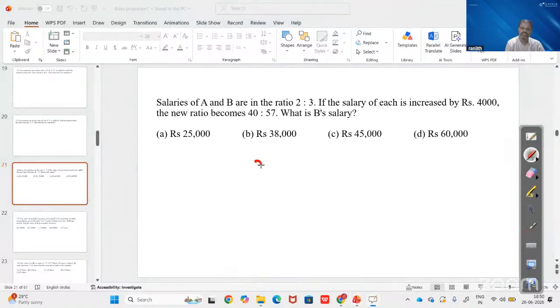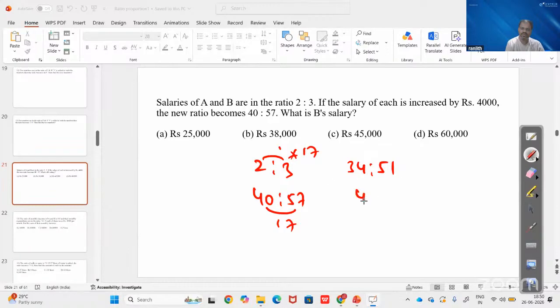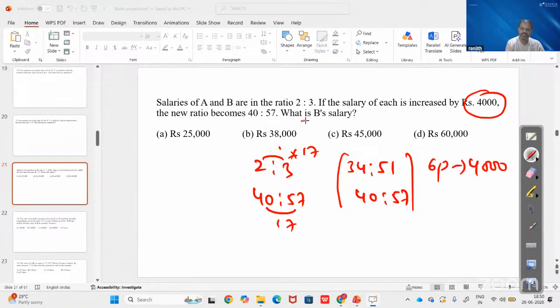సో ఇనిషియల్ రేషియో is 2:3, final ratio is 40:57. So difference is 1, difference is 17. So multiplication by 17. So 34, 51, 40, 57. So what is the difference? 6 parts. 6 parts equal to what is the value is given? 4000. So what is asking, what is B salary? If salary is increased by 4000, so that will be equal to 57 parts.